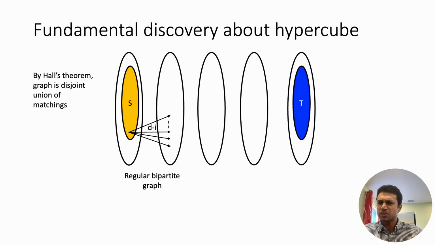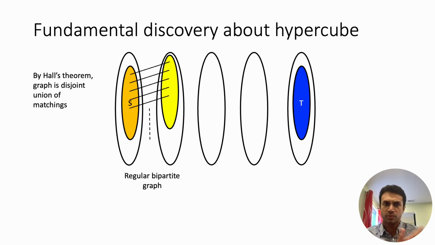And so let me tell you why it's a remarkable statement. We want to route from S to T in vertex disjoint paths, according to the directed Boolean hypercube. So as I said, it's a regular bipartite graph between two layers. And so we know that there's a perfect matching from S to some subset of the next level.